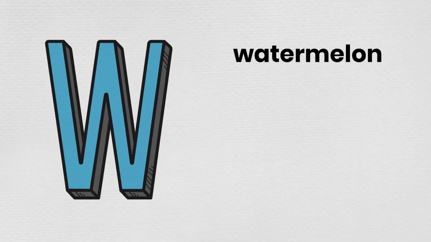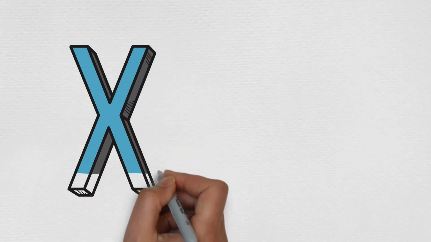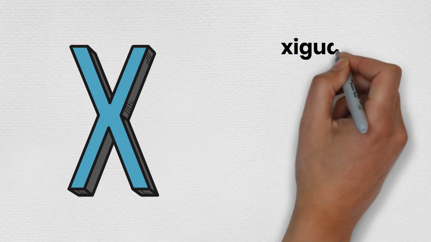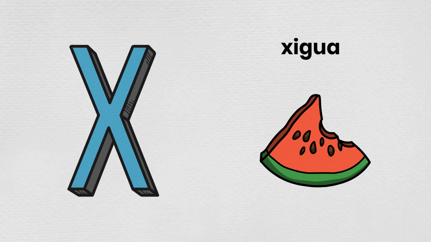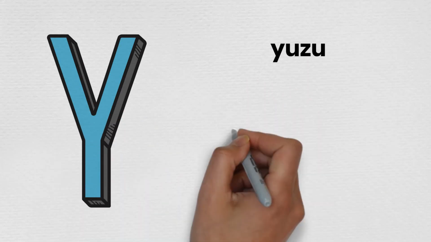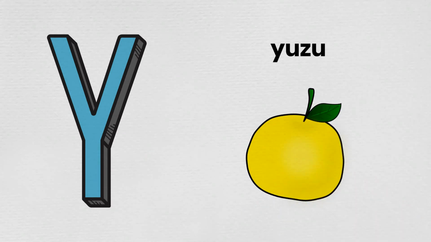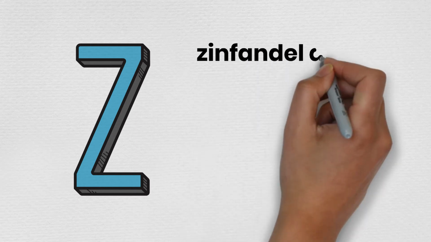W is for watermelon. X is for zigua. Y is for yuzu. Z is for zinfandel grapes.